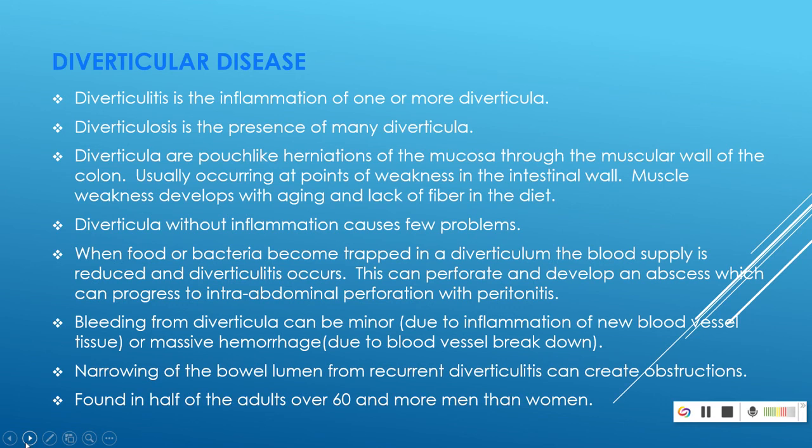So if you have diverticula without any inflammation, you don't have any problems. But when food or bacteria get trapped in them, blood supply is reduced, and we can have bacteria start developing, and diverticulitis occurs. Bleeding from diverticula can be minor, or they can actually have a massive hemorrhage. Narrowing of the bowel lumen from recurrent diverticulitis can create obstructions, mechanical obstructions. So we'll get to diets in just a minute.